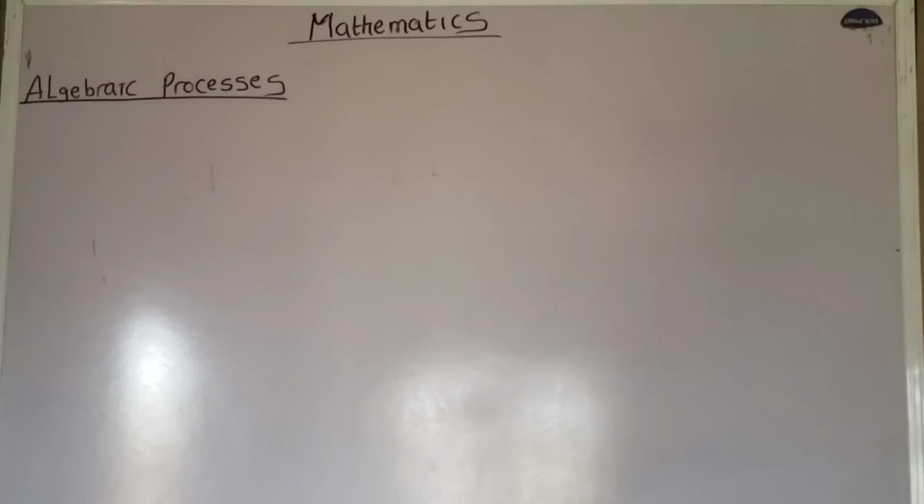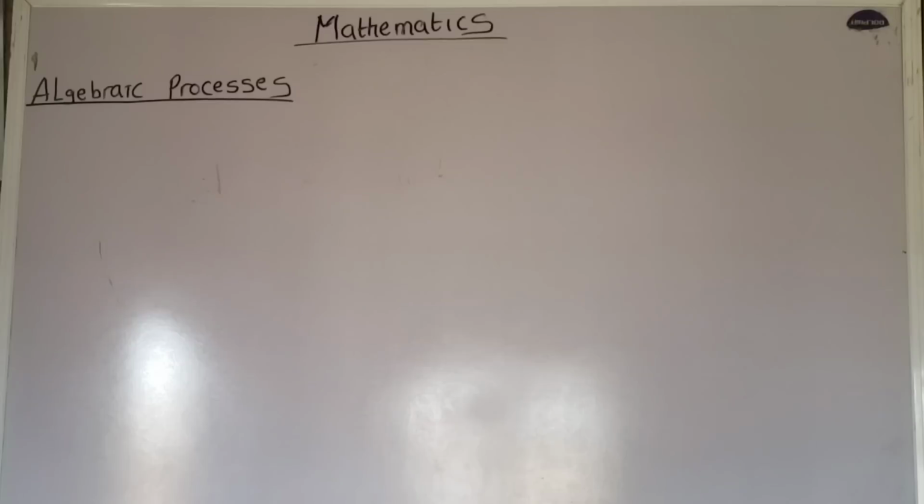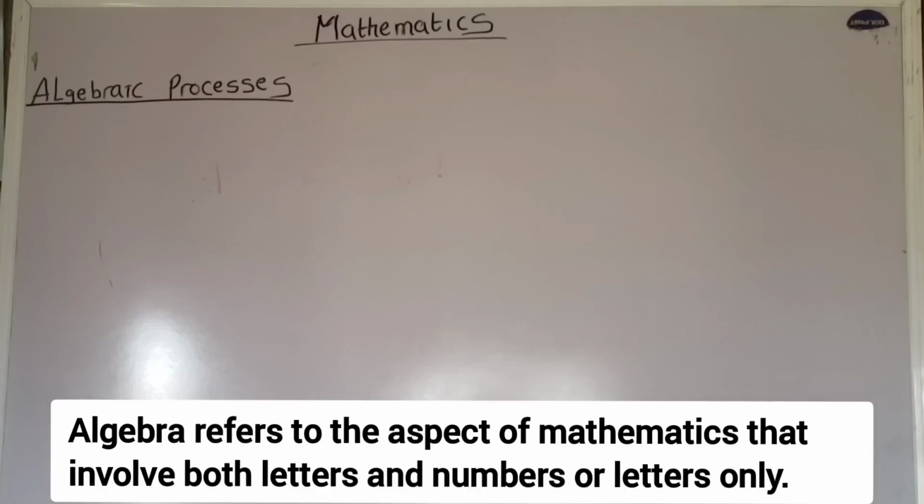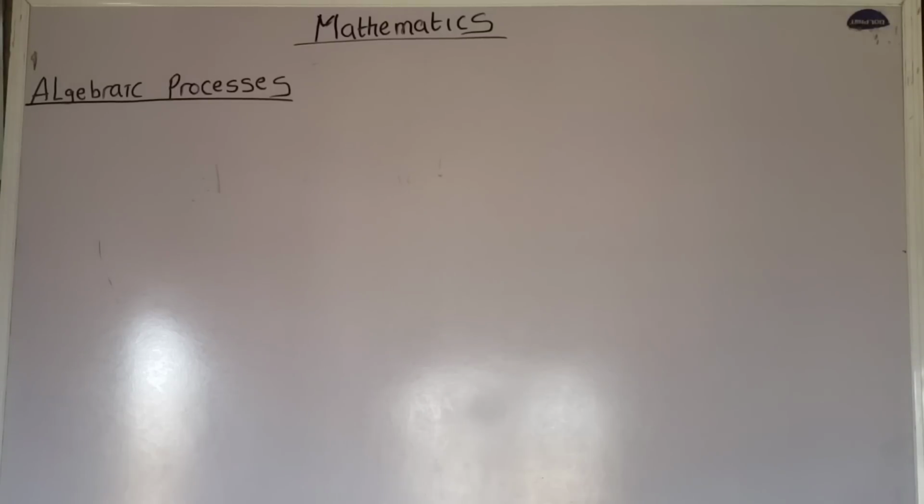In today's class, we're going to go over algebraic process. What do we mean by algebra in mathematics? Algebra is the aspect of mathematics that involves both letters and numbers, or letters only. That means that before we can call an expression an algebraic expression, that expression must have either both numbers and letters, or letters only.